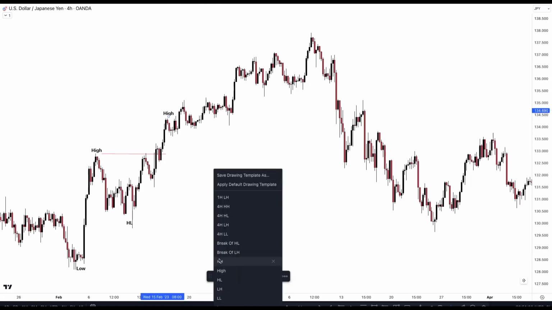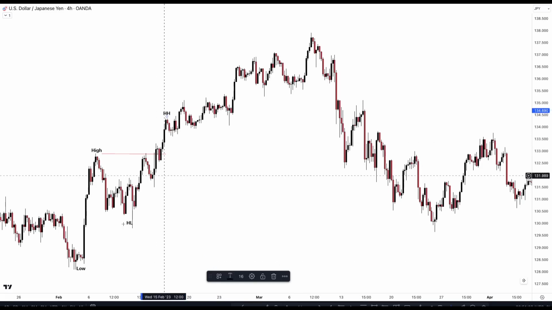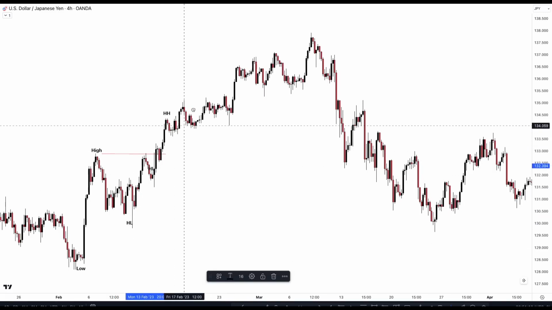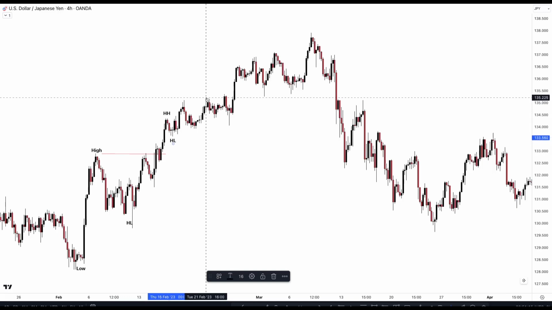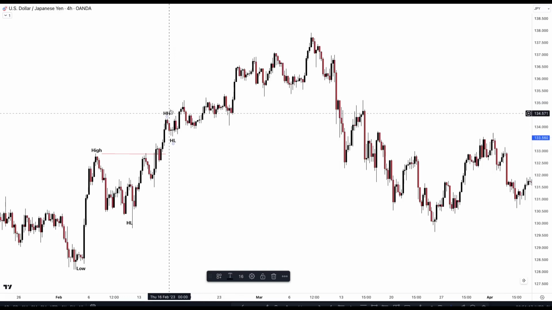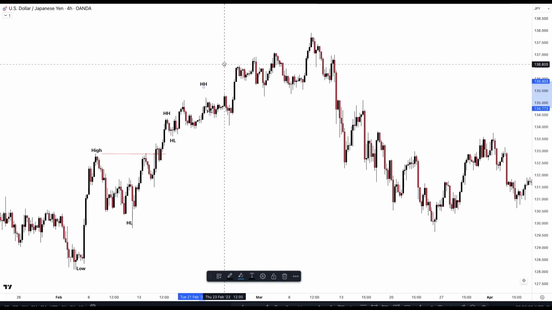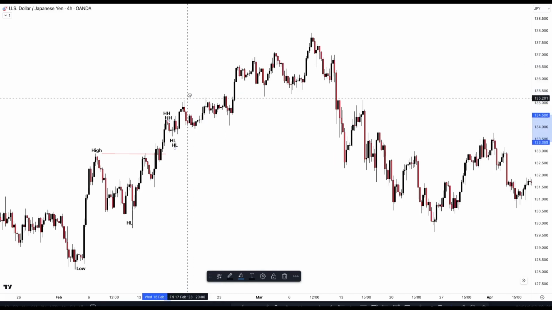Nope. Higher high. Then from there I'll be marking the higher lows. So that would be our higher low, and higher high. And if you are going with me, you will see that we are moving properly.